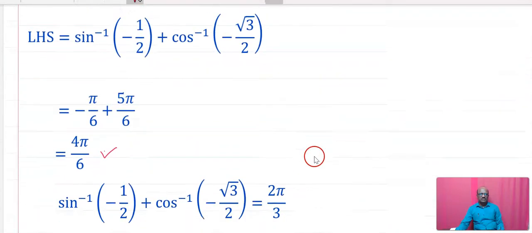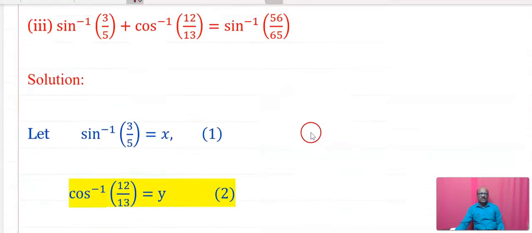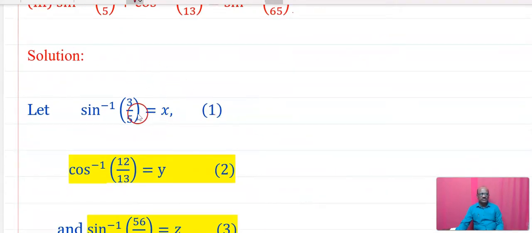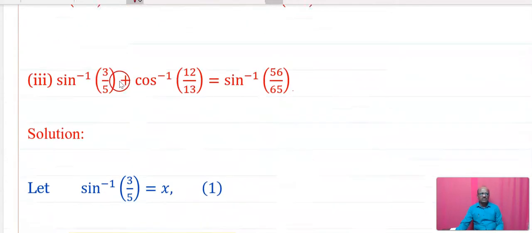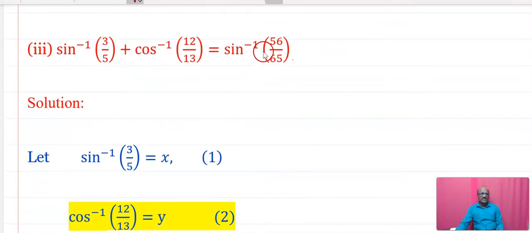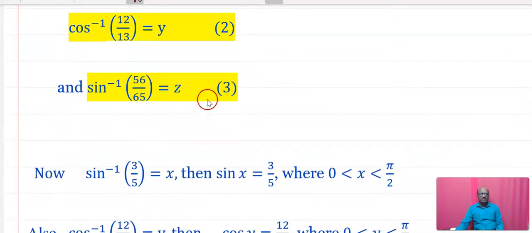Next is sine inverse of 3 by 5 plus cos inverse of 12 by 13 is equal to sine inverse of 56 upon 65. Consider the first, sine inverse of 3 by 5, as x. The second, cos inverse of 12 by 13, is y. And the last, sine inverse of 56 upon 65, is z.